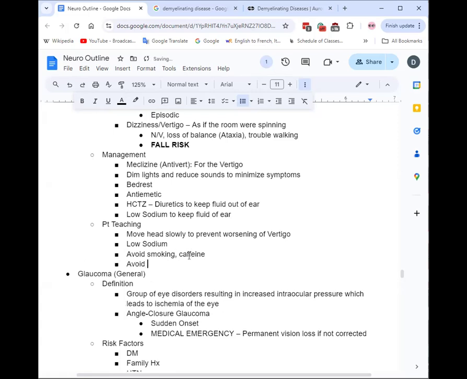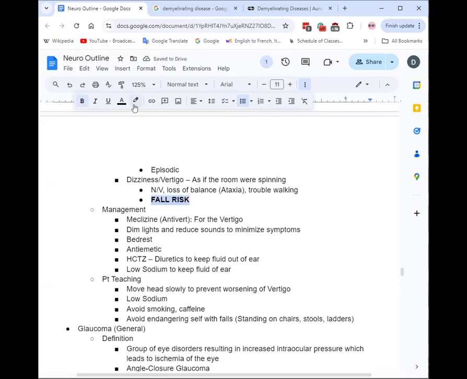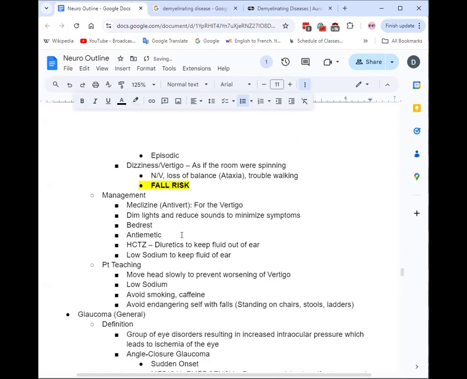Avoid endangering self, I guess, with falls. So don't stand on chairs or stools or ladders. Keep them away from falls, basically. That's your big picture idea here.